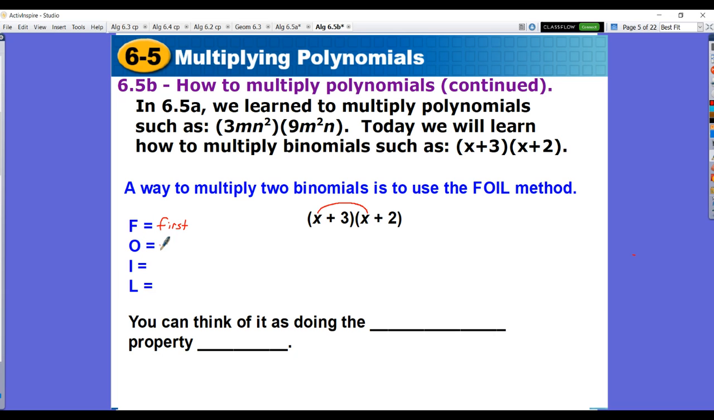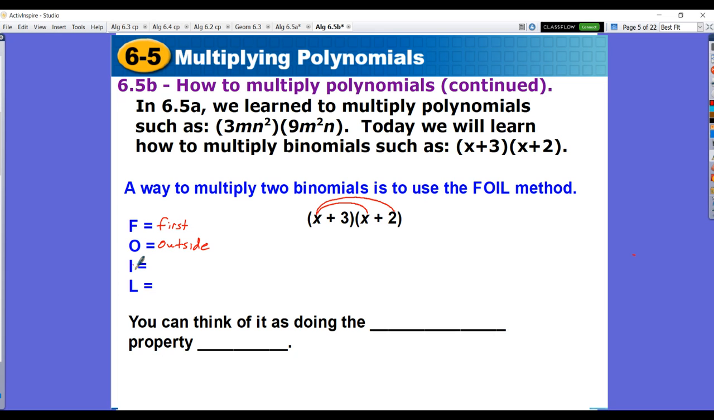The O stands for outside. What I'm going to show is, again, I'm going to start with the X because the X is my outside term over here, and it's going to get multiplied by the outside term over here on this side. Notice how it looks like we're doing the distributive property with the X to everything over here, and that's exactly what we're doing.